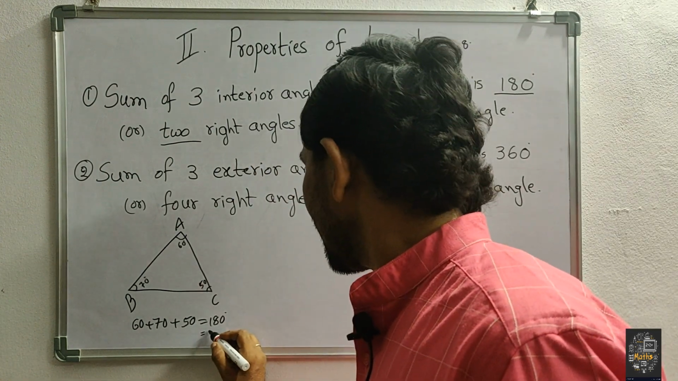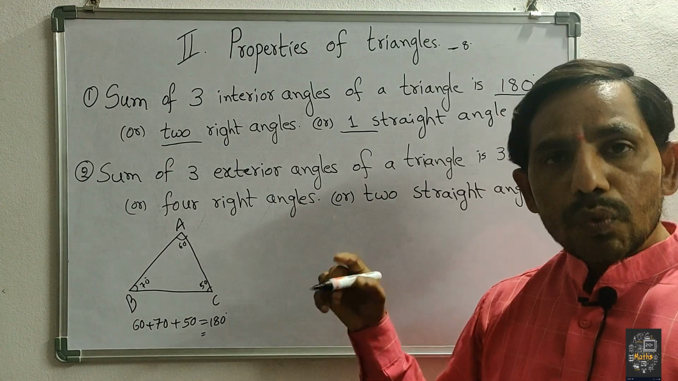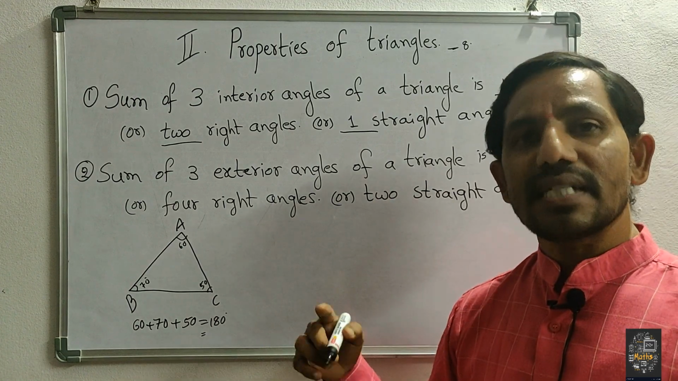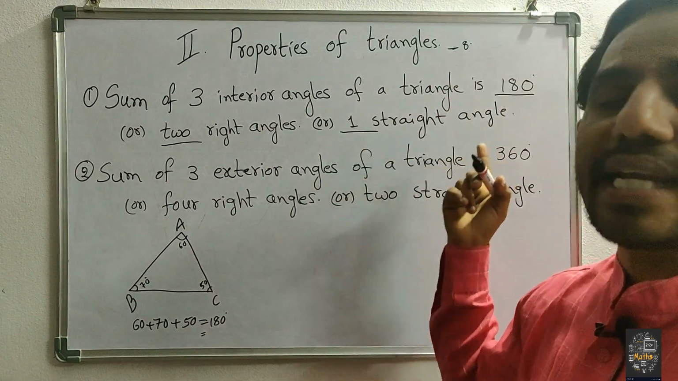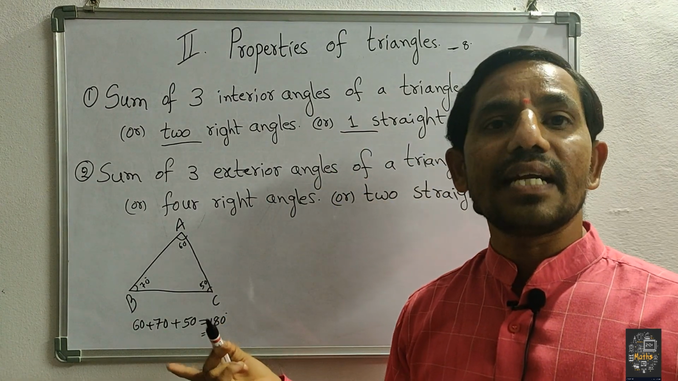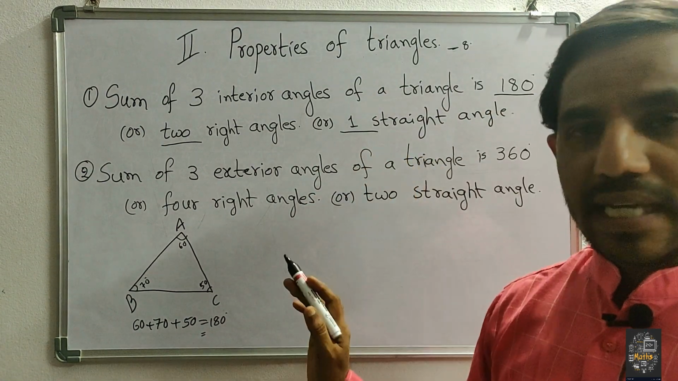Or 2 right angles. Right angle means 90 degrees, so 2 right angles means 90 plus 90 equals 180 degrees. Or another one, 1 straight angle. Straight angle means exactly 180 degrees. That's why I am taking 1 straight angle.